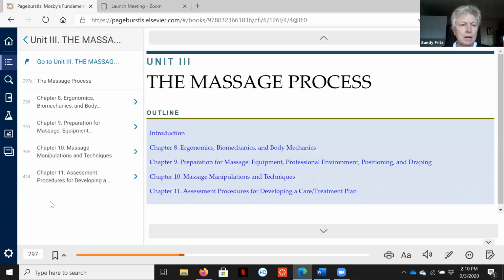Here we are in Mosby's Fundamentals of Therapeutic Massage, Unit 3. So this is where we are learning about how to do massage. And much of the content in the previous units was how we behave and how we think as massage therapists. For this unit and the following unit, there will be designated playlists for this.